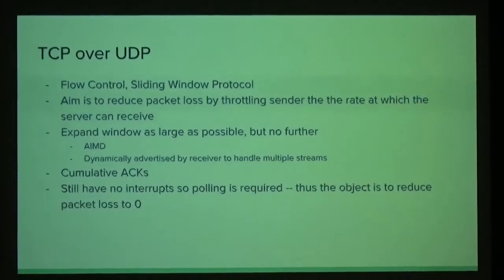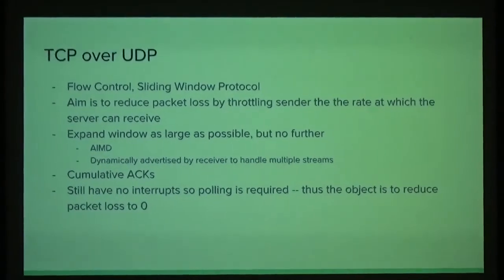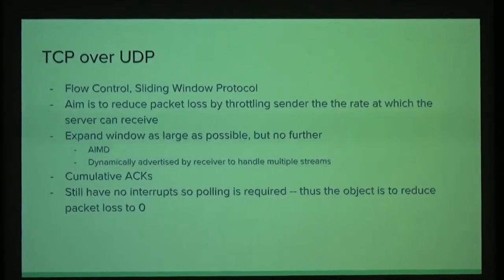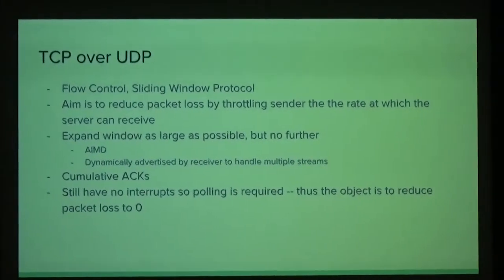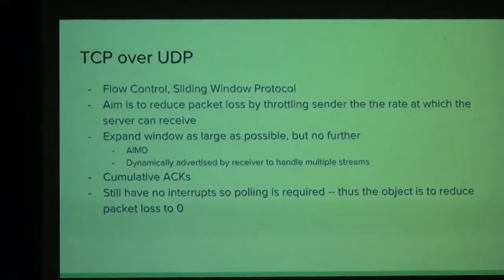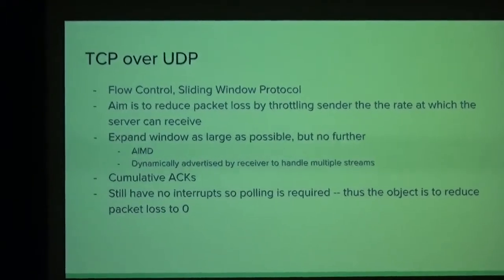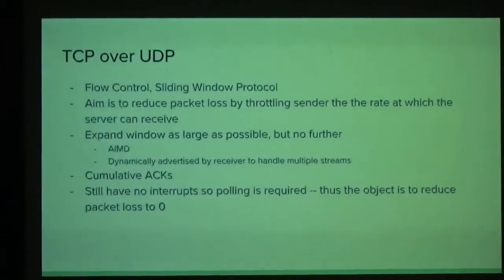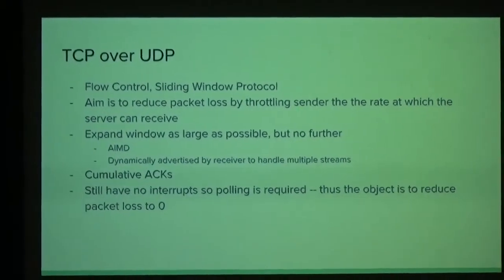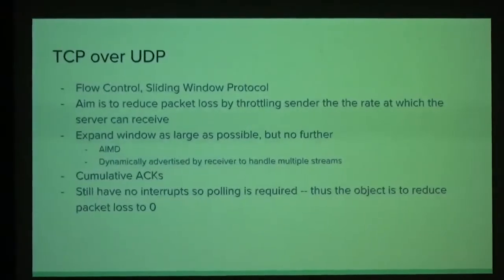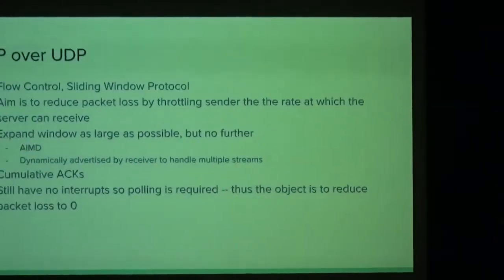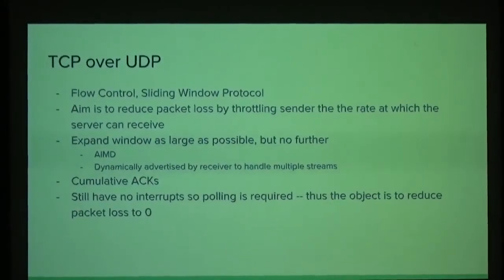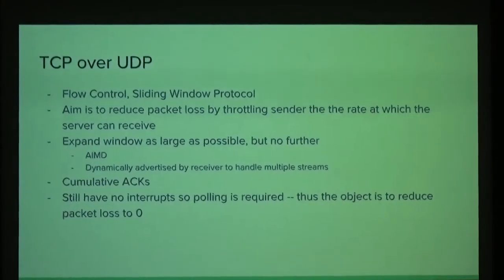So you use AIMD to set the congestion window size. And that's dynamically advertised by the receiver based on how much bandwidth it has. You also use cumulative ACKs instead of having to ACK each packet separately, so you don't have to send 1 packet per packet received. That's a pain. And there's still no interrupts, so polling is required, but doing this, hopefully we can reduce packet loss to 0, or as small as possible, so you don't have to poll as often.